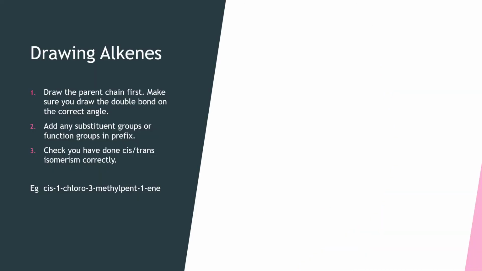Now I'd like you to have a go at drawing alkenes. So, drawing the parent chain first. You should be drawing them on an angle. So start by putting in the double bonds, and they're going to come off at an angle of 120 degrees. So you need to draw it like this. So this is a pent-1-ene. So 1, 2, 3, 4, 5. So carbon number 1, carbon number 2, carbon number 3, carbon number 4, and carbon number 5.